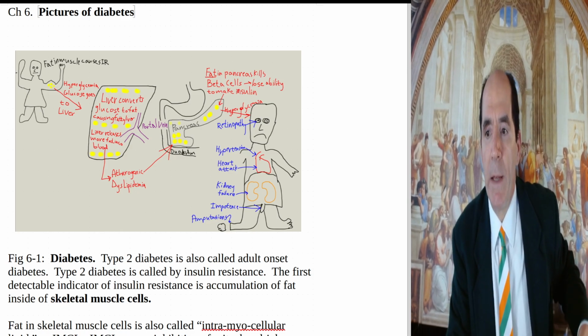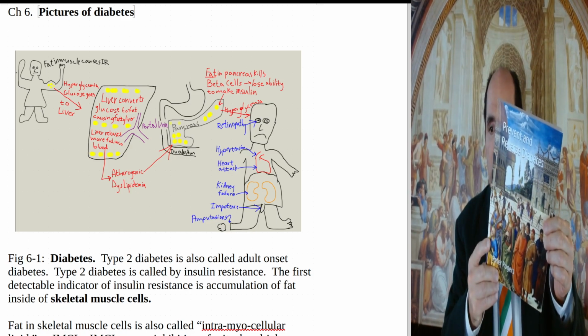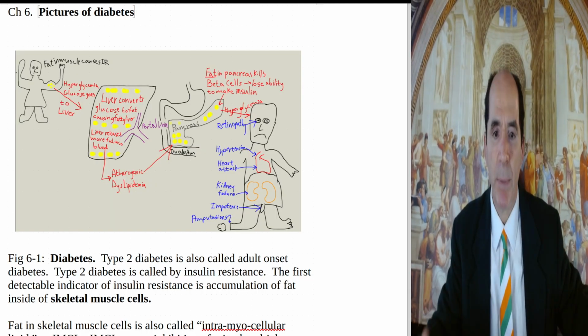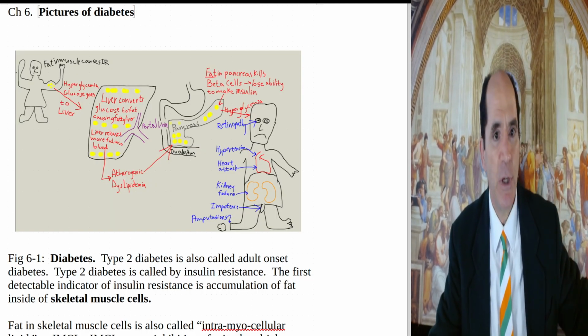Okay, we're going on now with this book right here. It's called Prevent and Reverse Diabetes by me, Pete Rogers. We're on part 6. I actually skipped a chapter to chapter 5.